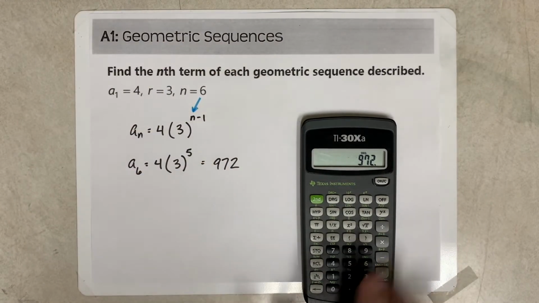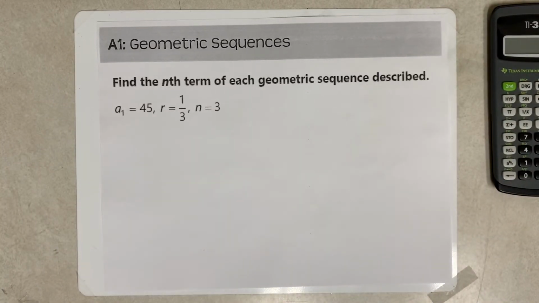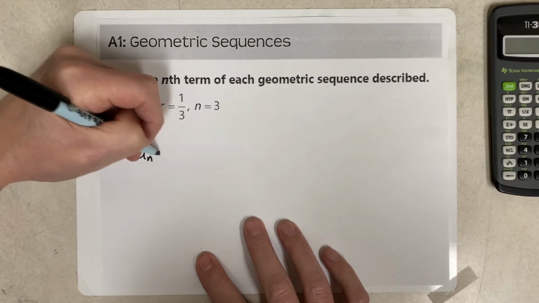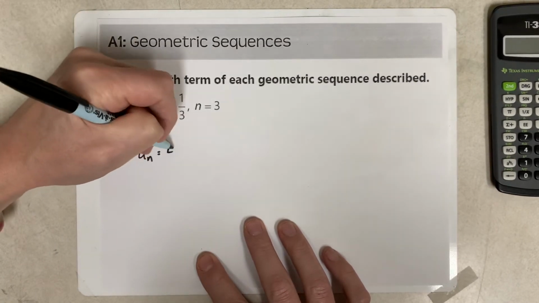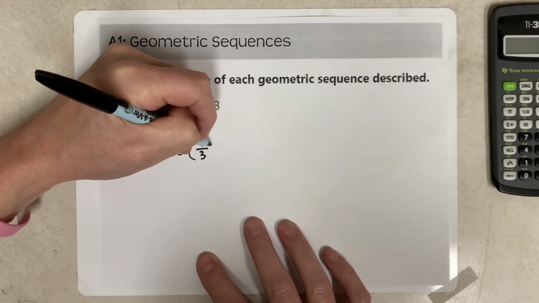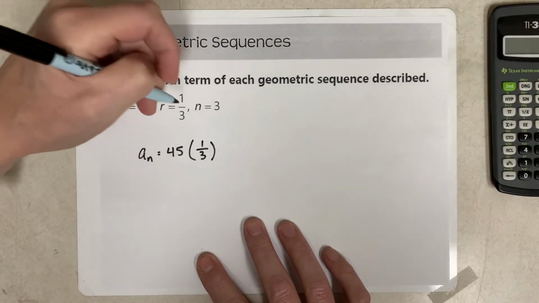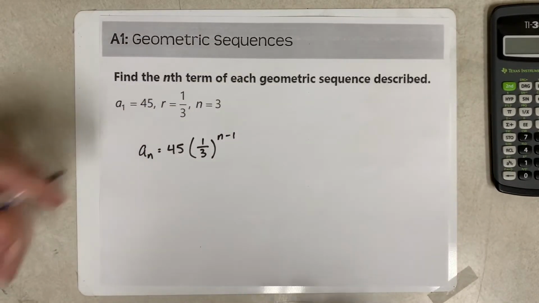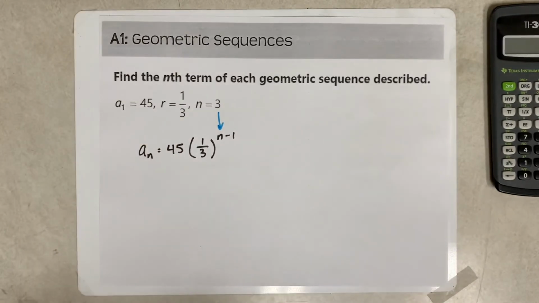And that's all we had to do. Okay, let's do this one. This time we get a sub n is equal to 45 times 1/3, and you can't cheat and make that a decimal either, to the n minus 1. And we want to know what happens when n is 3.